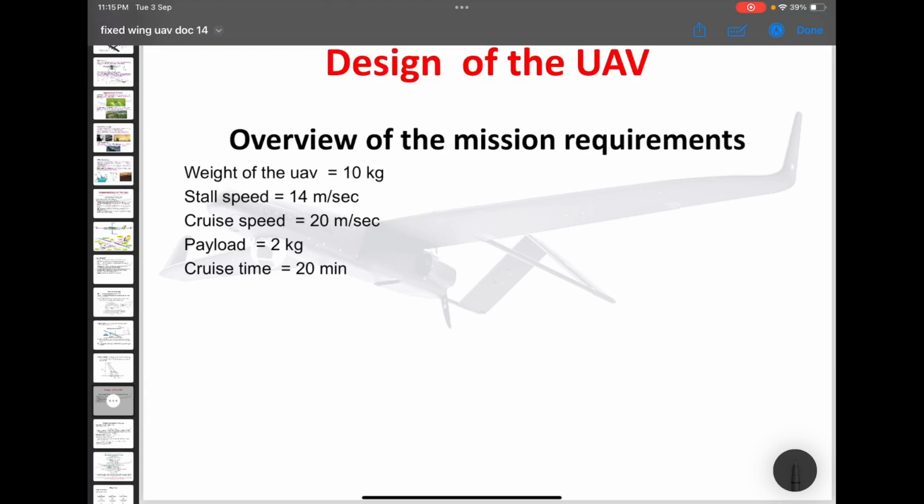Hi, in the last video we have seen the fundamentals of the UAV. Now we'll go on to the design of the UAV. This is very important. Okay, so, design of the UAV.